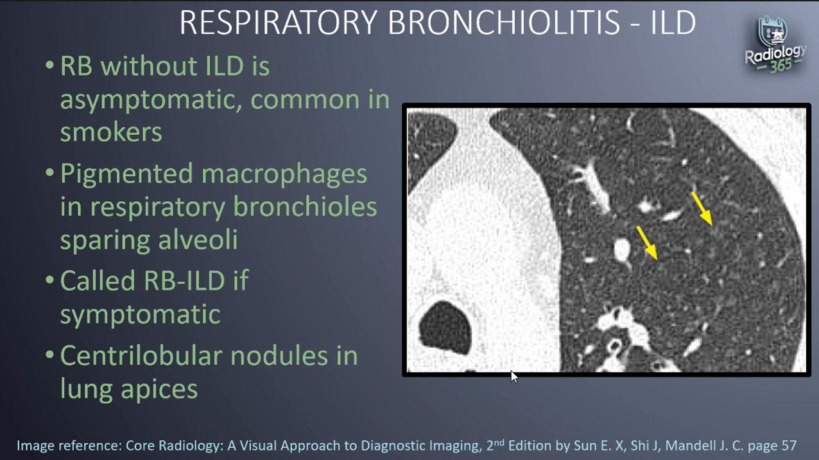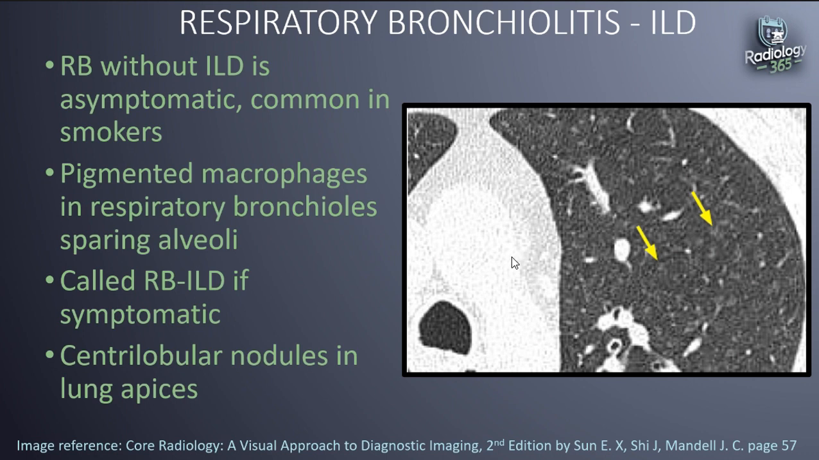It's usually asymptomatic, but if you now have RB which is symptomatic, and by symptomatic we mean the usual dry cough and shortness of breath, then the clinical syndrome is called RB-ILD, respiratory bronchiolitis interstitial lung disease. Histologically, RB-ILD is characterized by sheets of macrophages filling the terminal airways with relative sparing of the alveoli. The key imaging features of RB-ILD are centrilobular nodules in the lung apices. So we have seen the distribution for RB-ILD here is the lung apices.